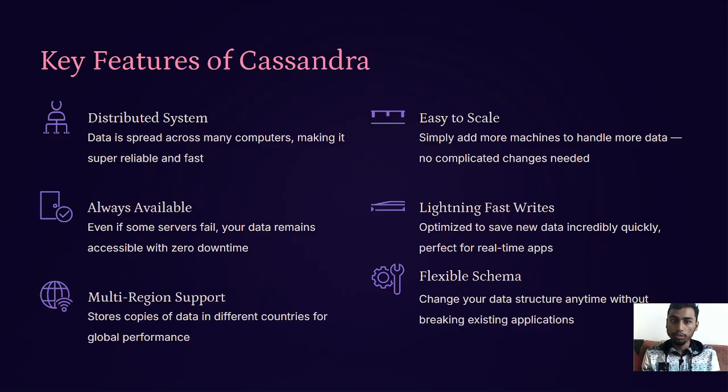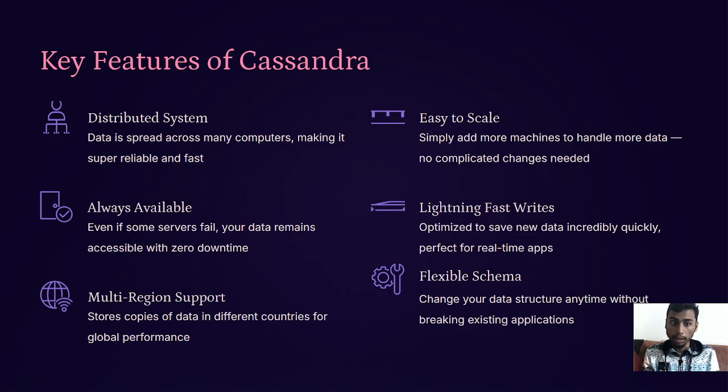The key features of Cassandra are the distributed system. Data is spread across many computers, making it super reliable. It is very reliable and fast, easy to scale. Now if we have designed data to manage today's need, we have to assume that this data is going to increase day by day. So we also have to measure the future concurrency.